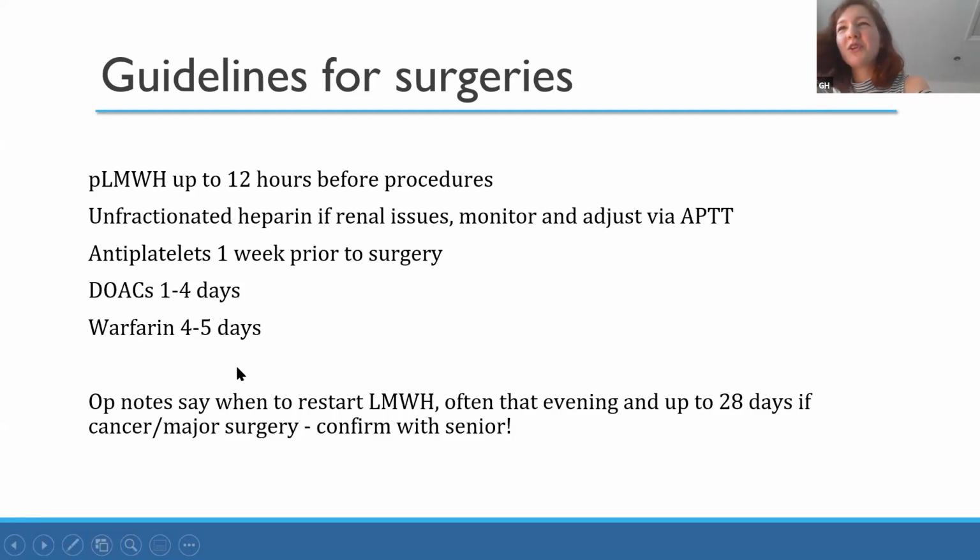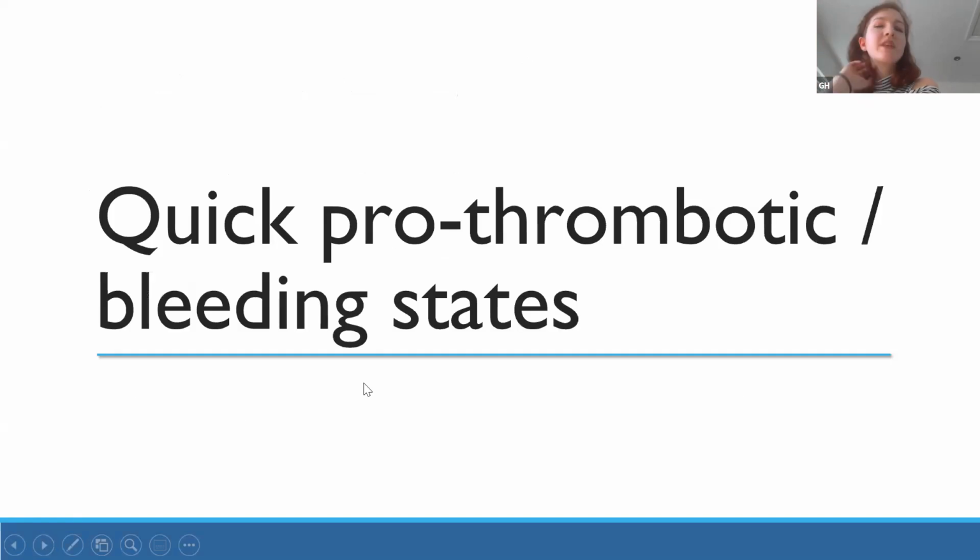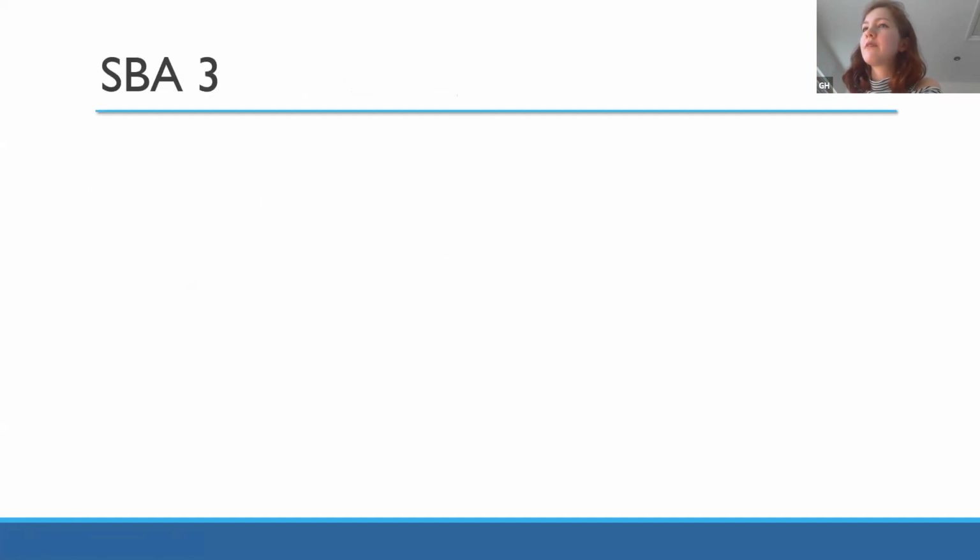But again, you can generally confirm with seniors for all these things, but these are sort of the guidelines that I found. All of these guidelines are based on NICE guidelines, by the way, so you should be able to find it relatively easily. If I go through quick prothrombotic and bleeding states, it comes up quite a lot in exams. I feel like hematologists like to talk about the cancers, or the anemias and the anticoagulation. I think they teach it somewhat, but it's a topic that's not as well taught as some of the other hematology topics.